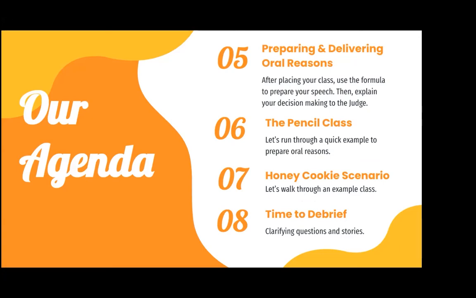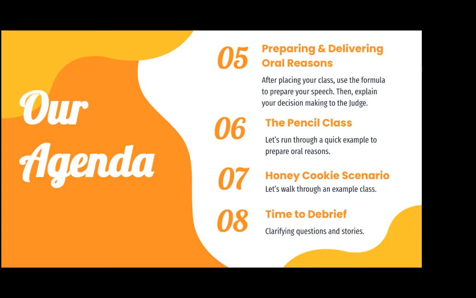Then we'll run through a short example that I'm calling the pencil class. So we'll run through a quick example, pretty straightforward one, and then I'll talk about something called a decision-making matrix, which is something that you might be able to use as a tool if there's two items that are really close and you're not sure which one is better than the other one. That's what you can do to help split hairs and decide which one should be above the other. So just another tool for you to use.